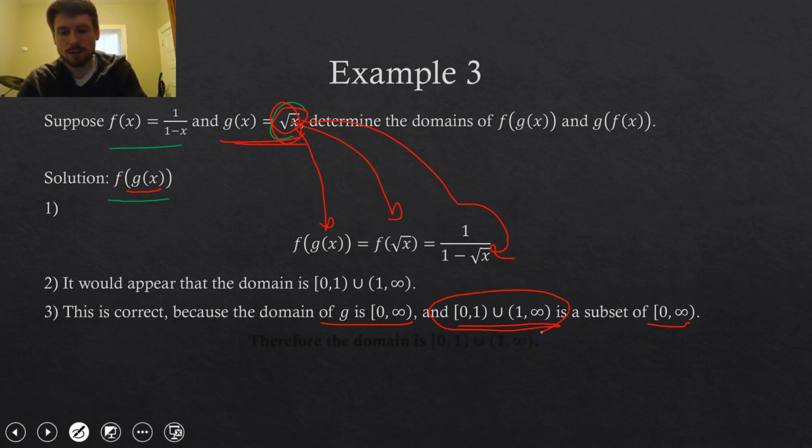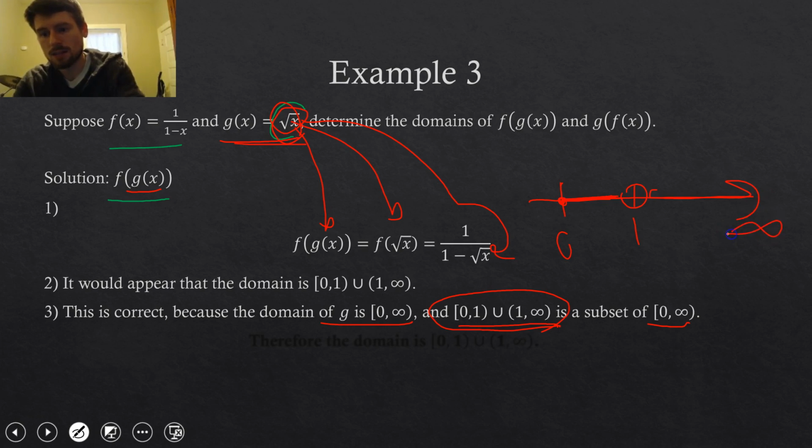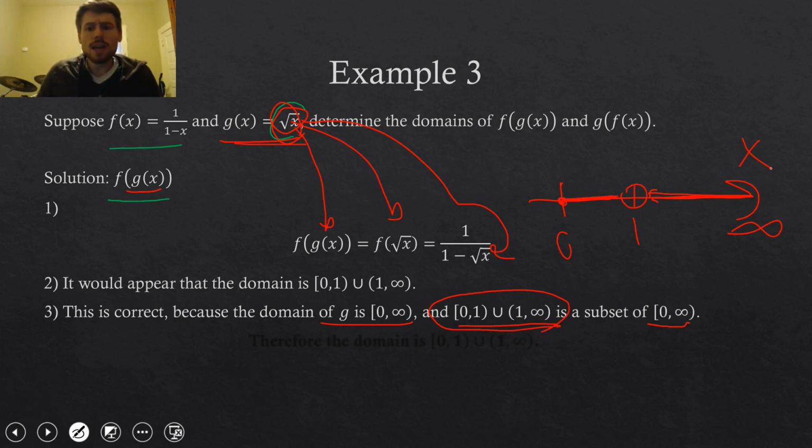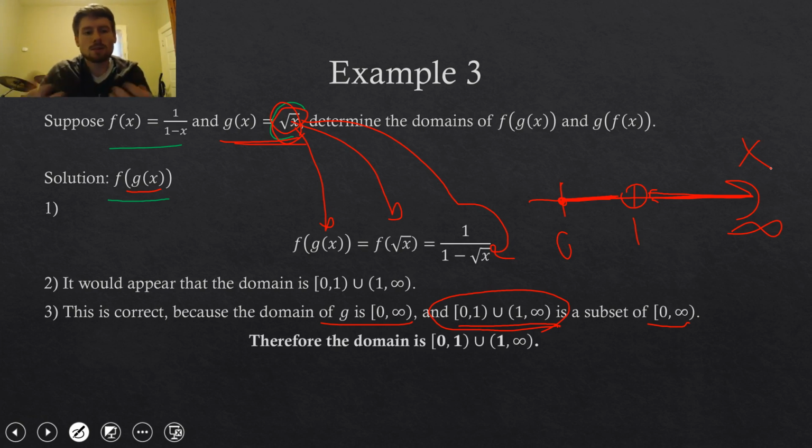This is what's common. On the number line, I'll just sketch it out for you so you can see it. This is 0, this is 1. You would open circle 1, close circle 0, everything in between there, and then everything to the right towards infinity. So the only x you're not allowed to plug in that's positive is 1. And then you're not allowed to plug in anything negative because you're trying to square root the thing. So that's our domain, 0 to 1, union 1 to infinity.